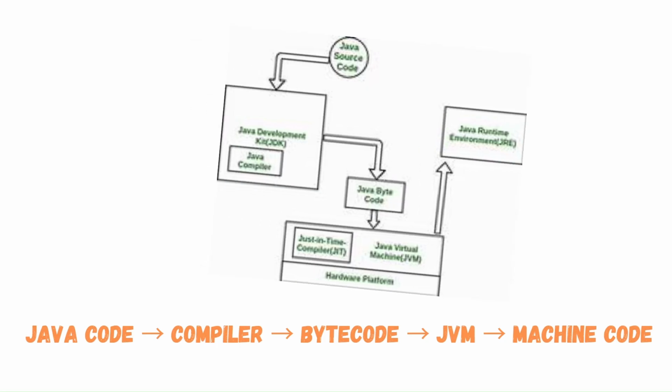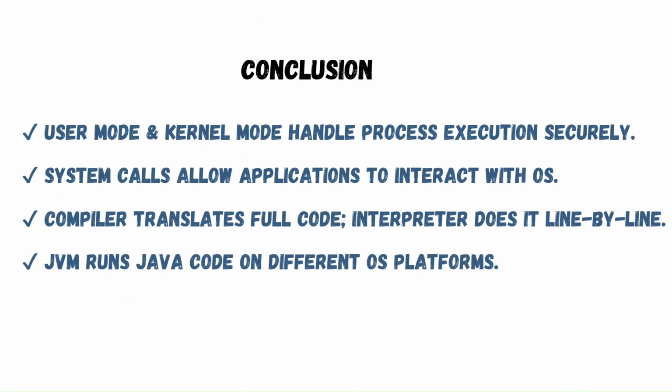And next, coming to the overall conclusion of this video. To summarize, user mode versus kernel mode: user mode is for applications and kernel mode is for OS functions. System calls are a bridge between the applications and the OS. In compiler versus interpreter, compilers are fast but take time to compile. Interpreters are slow but easy to debug. JVM converts Java bytecode into machine code, making Java platform independent.